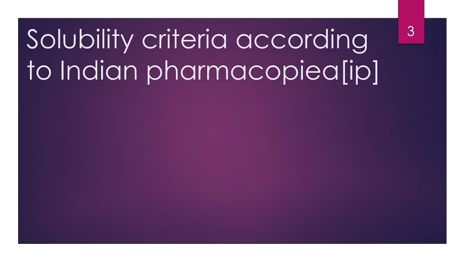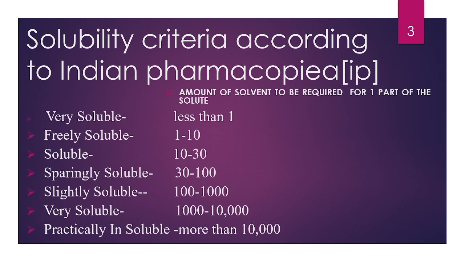Next, solubility criteria according to the Indian Pharmacopoeia. What are the solubility criteria we need to know for forming any solution? First, the amount of solvent required for 1 part of the solute. First one, very soluble. Very soluble means less than one part of solvent is required to dissolve 1 part of solute. Next, freely soluble, 1 to 10 parts required.